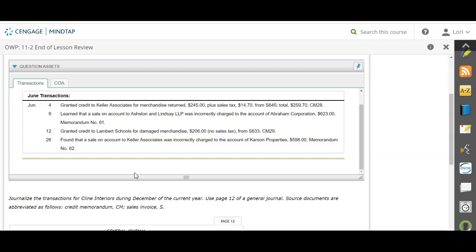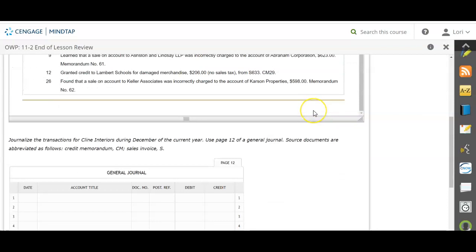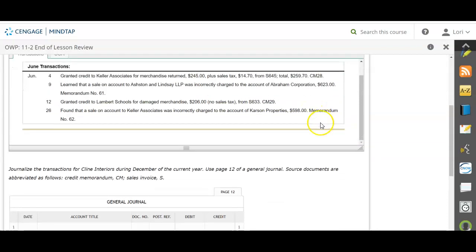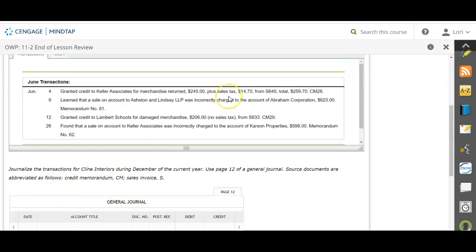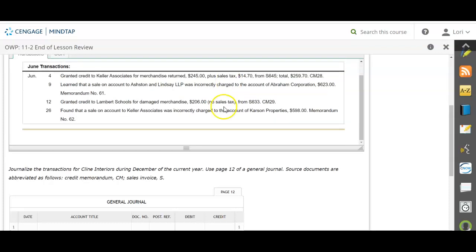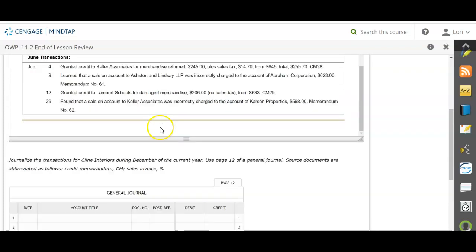So again, we're working in the General Journal. June 4th, we granted credit to Keller Associates for merchandise returned, $245 plus a sales tax from the sales invoice for a total of $259.70, and it's a credit memo 28. So they give us a lot of information, and you have to cull out what you need. So first things first, it is June 4th.